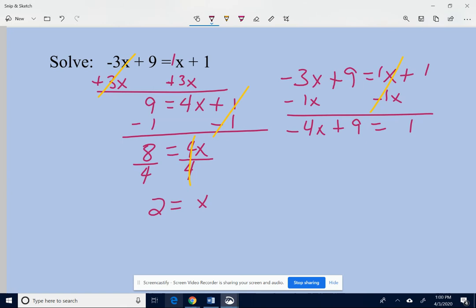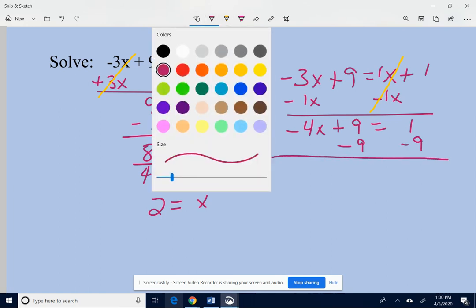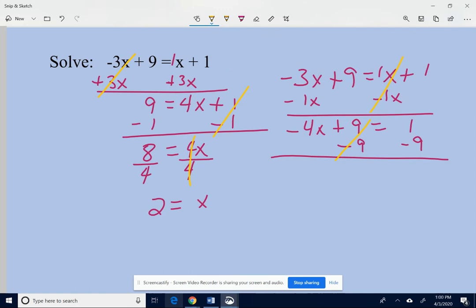We need to get rid of the added 9 by subtracting 9 from each side. 9 minus 9 goes out. Negative 4x is on the left. Here we go again, 1 minus 9. If that confuses you, think of it as 1 plus negative 9. A 1 added to a negative 9 is negative 8.